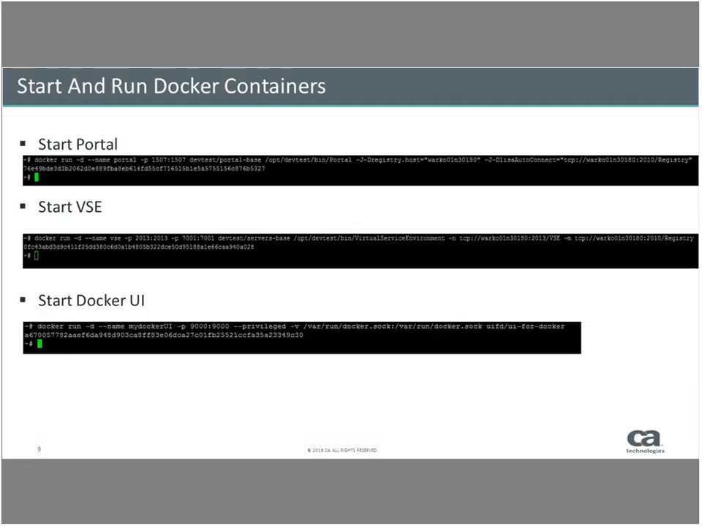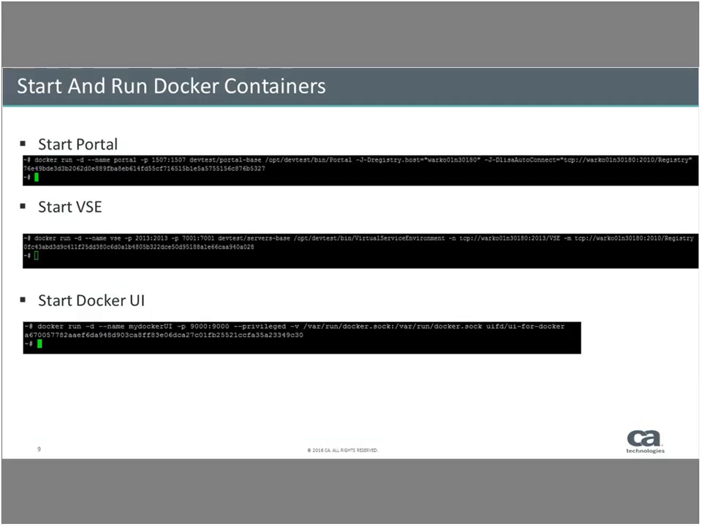Moving on, the next thing to start would be the portal. So this is the command to start the portal. Basically, you provide the HTTP port, which is 1507, that needs to be exposed, and the registry host and the information about the registry. Once it connects to the registry, the portal container starts up.